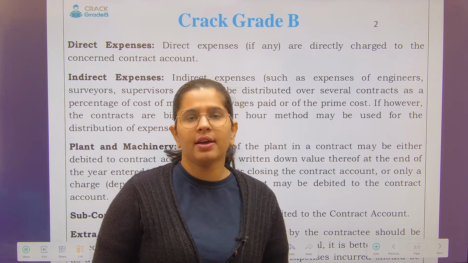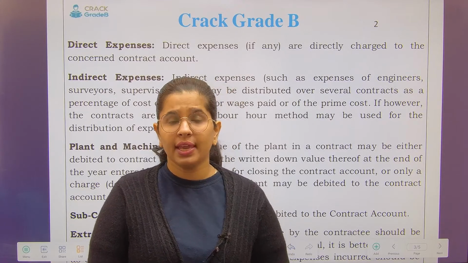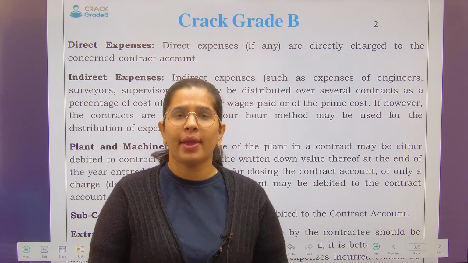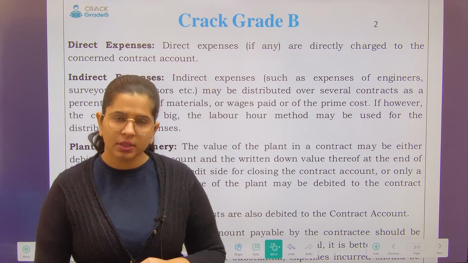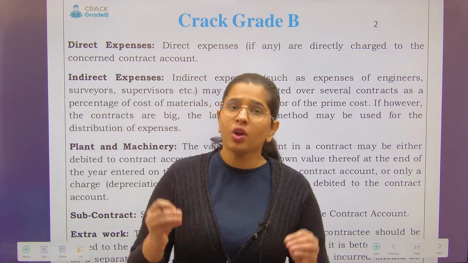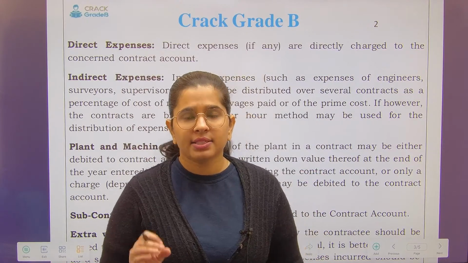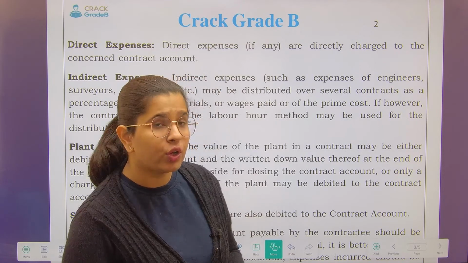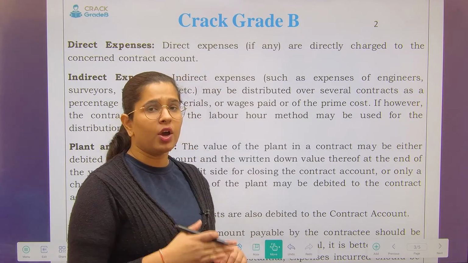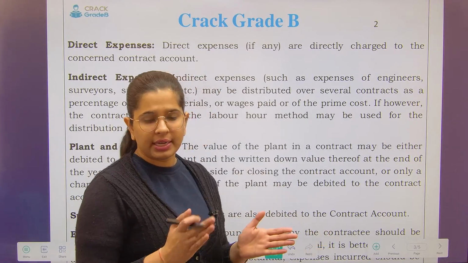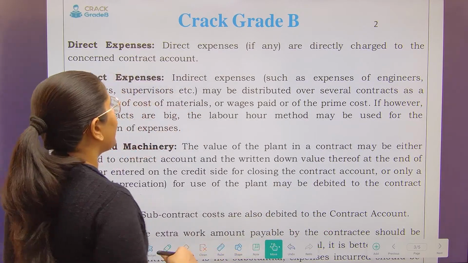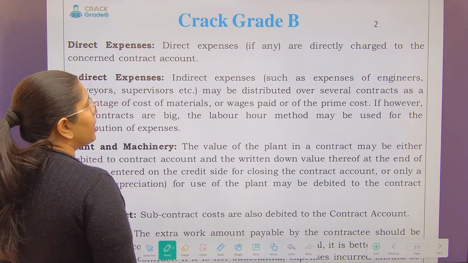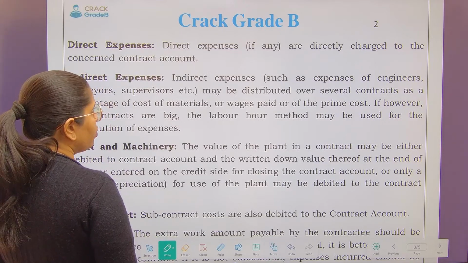So these 300 laborers might be performing anything in that particular relation. We do not have any problem with what kind of work they are doing. If they are working on the site, then such type of cost will be treated as a direct expense. I will not be differentiating on the basis of direct or indirect labor. Next is direct expenses. If there are direct expenses, charge them directly to contract account.